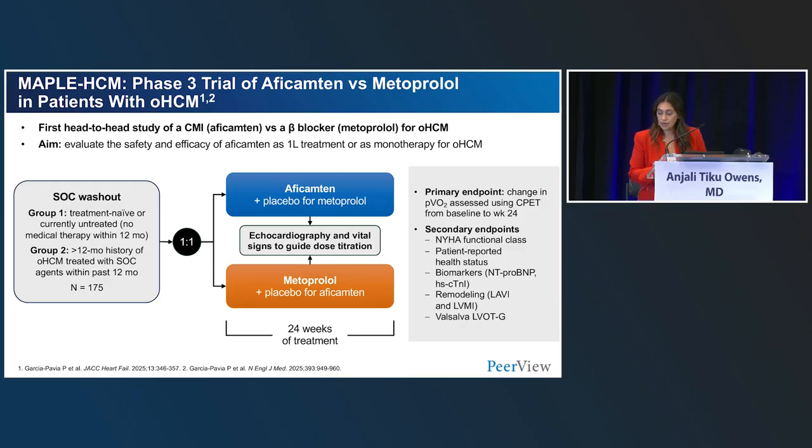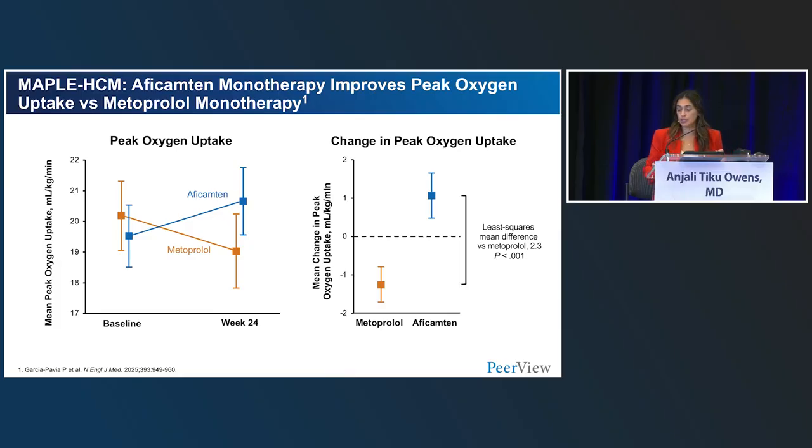So what was the aim of this study was to look at peak VO2. That was the primary endpoint here, assessed by CPET, baseline to week 24. There was a host of secondary endpoints that included NYHA functional class, our standard PROs, biomarkers, remodeling. This was 24 weeks of treatment, echocardiography used to dose aficamten, and vital signs used to titrate beta blocker. That's important, and we may get to it in the discussion. So here are the results of the primary endpoint.